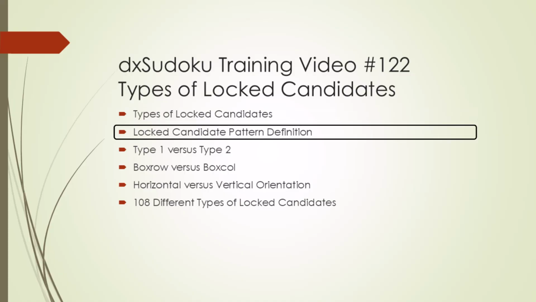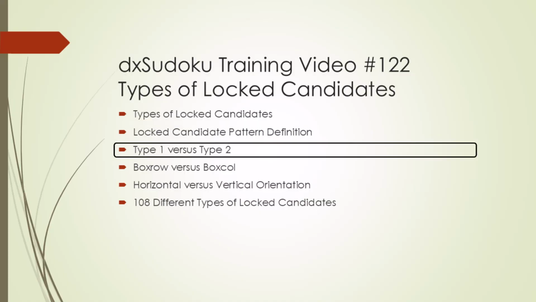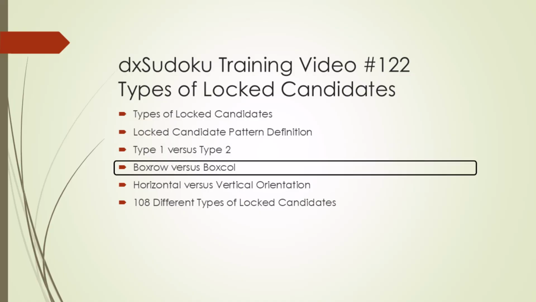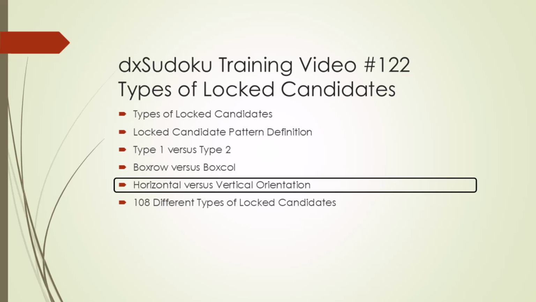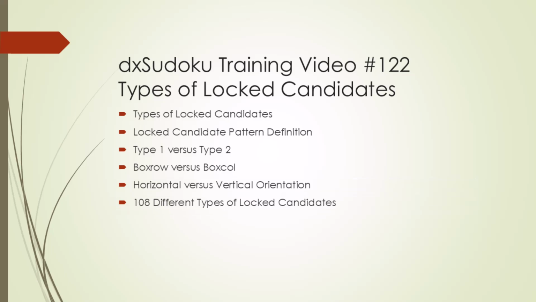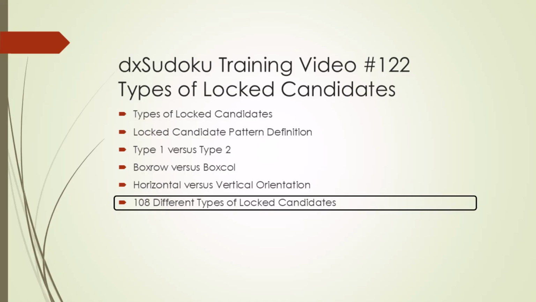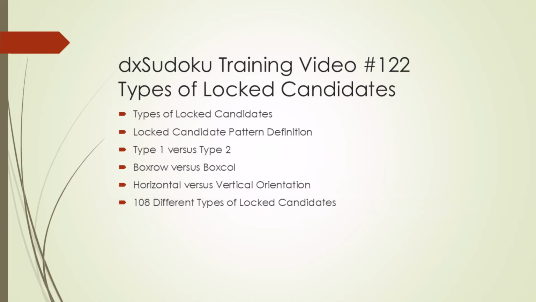I will begin by discussing the different parts of the lock candidates pattern. Next, I will cover the differences between lock candidates type 1 and lock candidates type 2. I will discuss two Sudoku terms, box row and box call. And I will discuss lock candidates having a vertical and a horizontal orientation. And I will provide a final tally of all the different types of lock candidates.